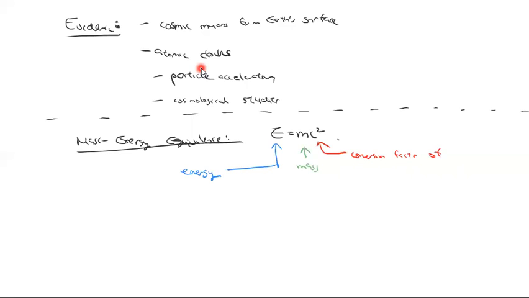of c squared. Remember c is 3 times 10 to the power of 8, so c squared will be 9 times 10 to the power of 16. So quite big. We're basically saying that a tiny amount of mass is equivalent to a lot of energy.